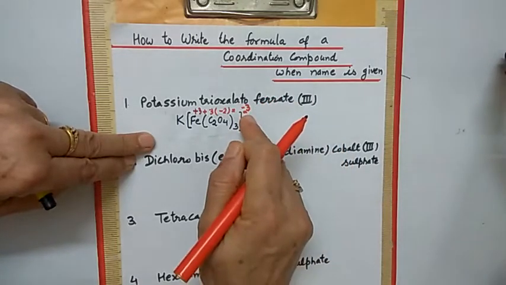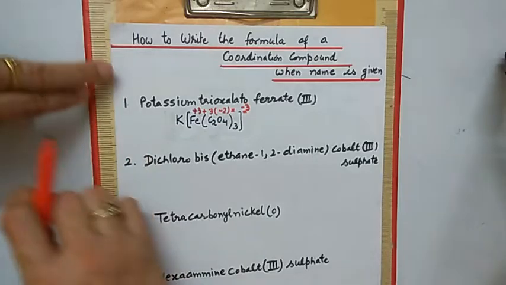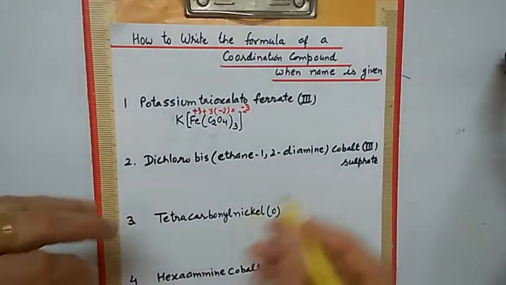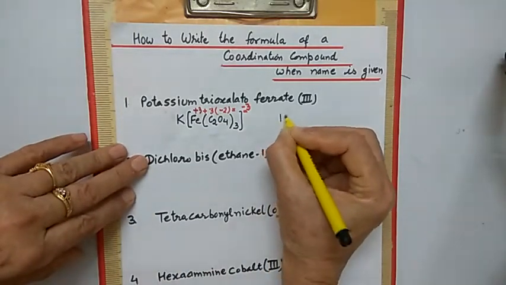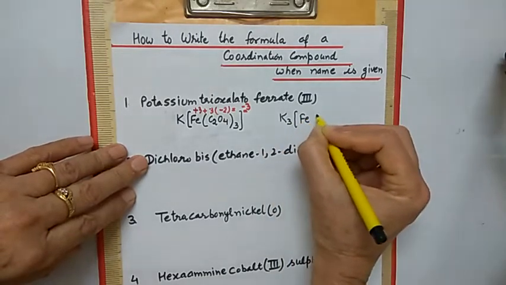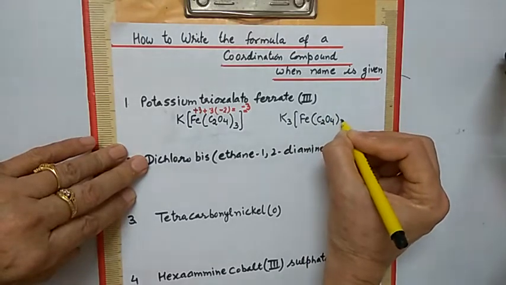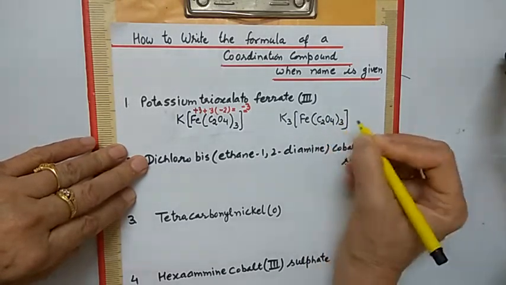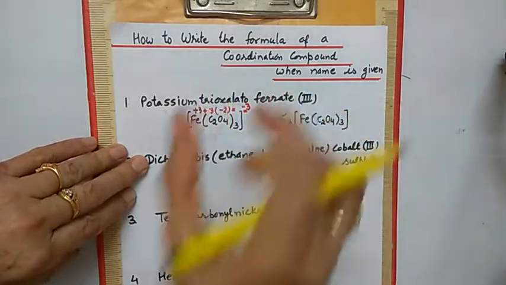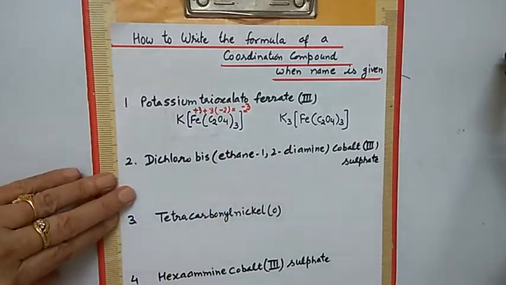So to balance minus 3, we have to put 3 positive ions, which means the number of potassium atoms will be 3. So the formula will be K3[Fe(C2O4)3]. This will be the formula of the compound. Clear? Let us see the next example.